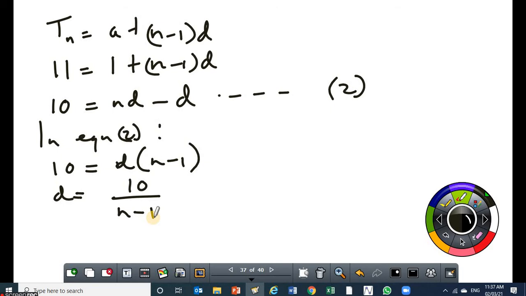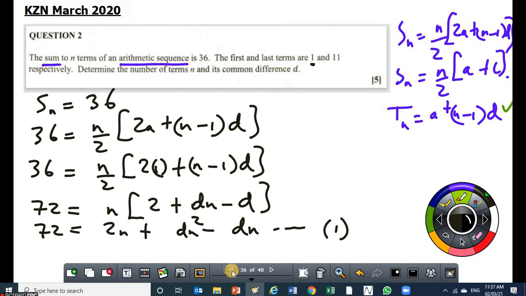So we have to factorize. If you decide to make d the subject, you have no other way except to factorize it. If you decide to make n the subject, then you take this minus d to the left, then you divide both sides by d. It is your choice whether you want to calculate d first or n first. So I'm going to use this equation together with this equation.